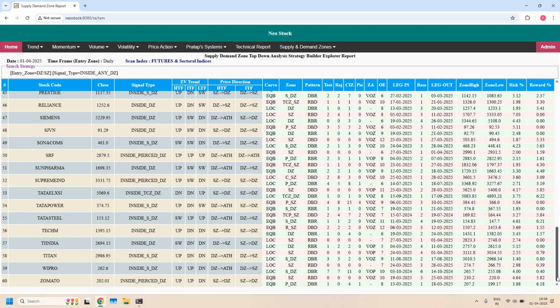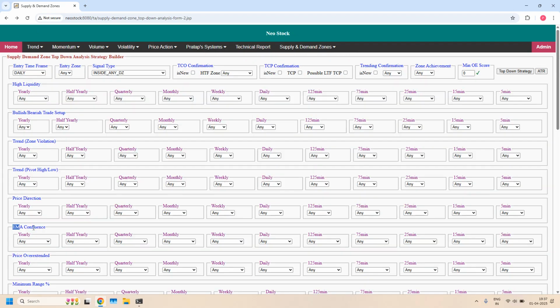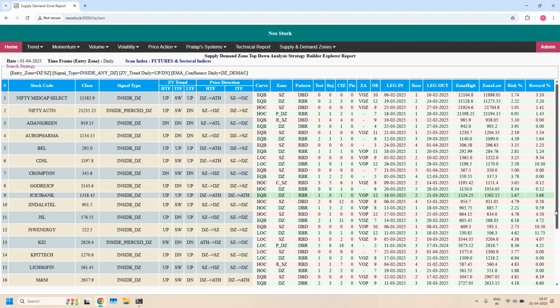We can further filter this list based on daily demand zones having daily EMA Confluence at daily time frame. Setting the filter, daily demand zone having daily EMA Confluence. And trend on the daily should not be sideways. It can be up or down. Now the list has come down to 22 stocks.